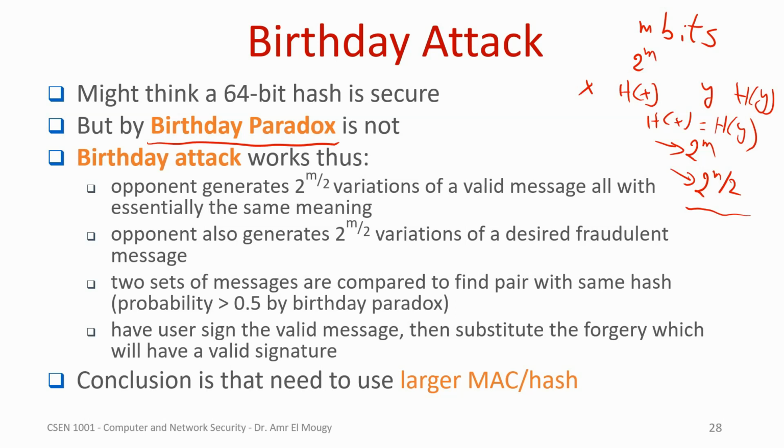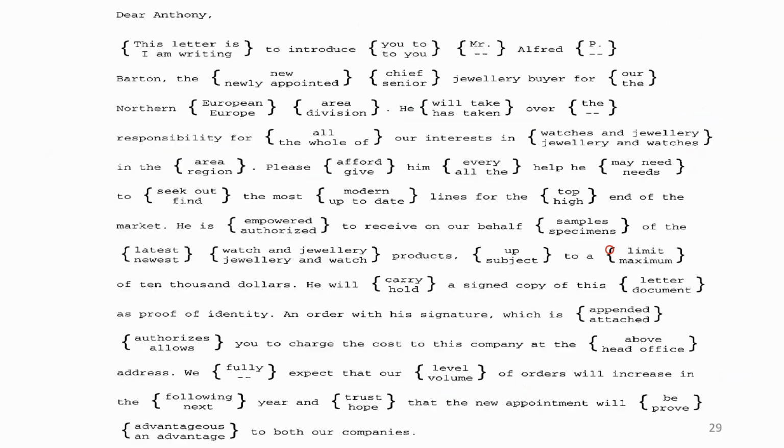Now imagine that someone has a letter, and the letter, for example, includes a financial transaction. The letter actually has a lot of writing, so there are a lot of things there. And in this letter, there is, for example, a financial amount that is exchanged between two people. Someone is actually telling, for example, the bank that I want to transfer this amount of money to someone else. What the attacker would do is take this original message and generate 2 power m over 2 different combinations of this message. These different combinations will have roughly the same meaning as the original message.